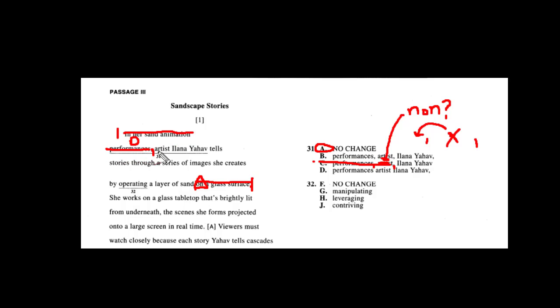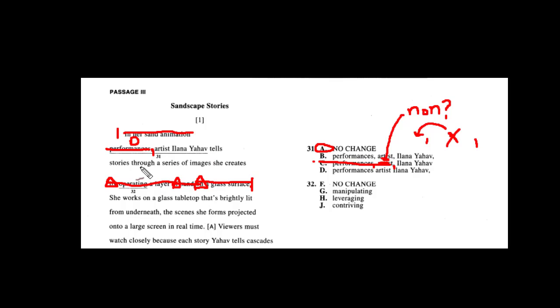All right, it says here in our independent clause, artist Ilyan Yahav tells stories through a series of images she creates by operating a layer of sand. Okay, that's still an independent clause when we do that. Here's another mummy wedge, where that can be crossed out. Series of images she creates by operating a layer. Okay, good. Now, by, the bumblebee flies by the bottle. So this is also a mummy wedge that can be crossed out.